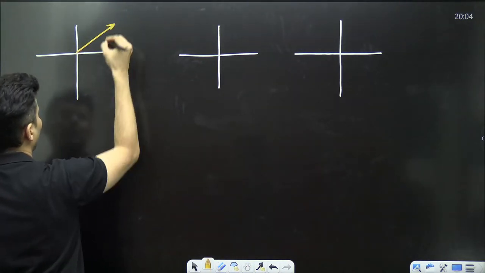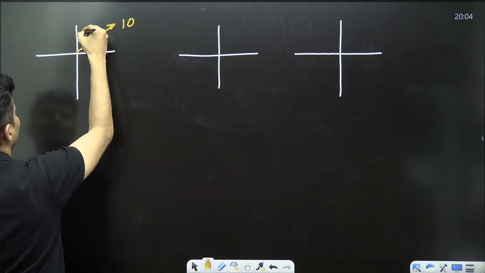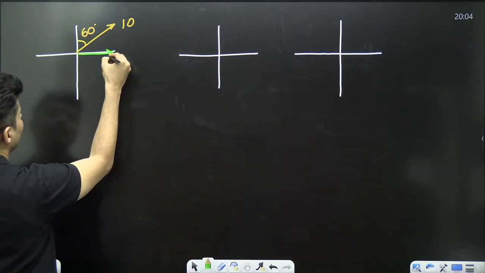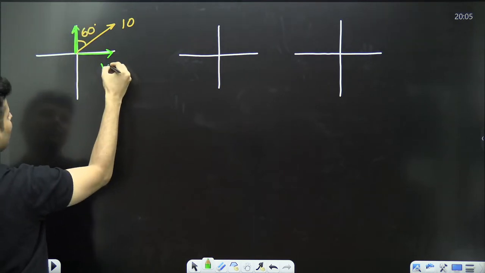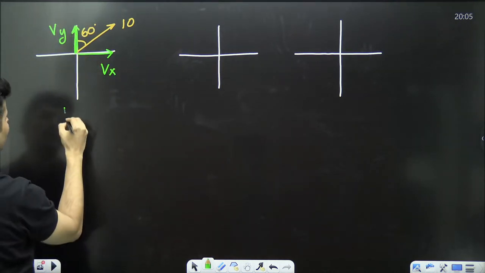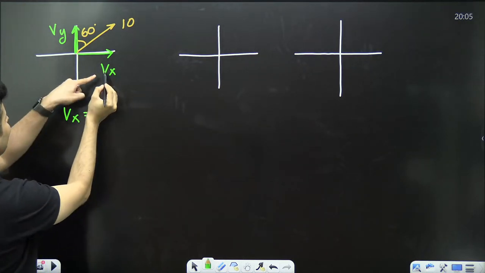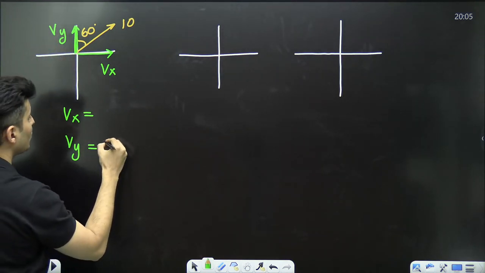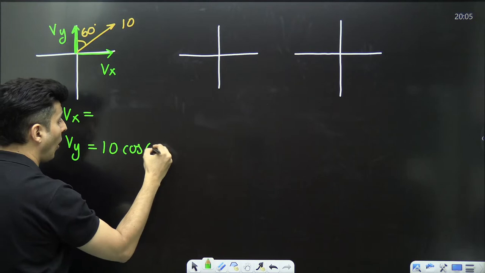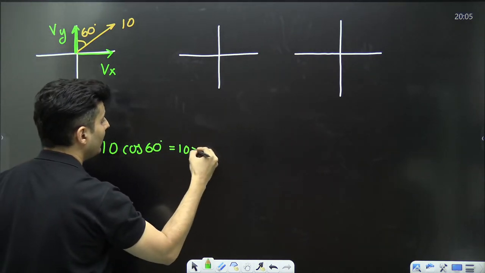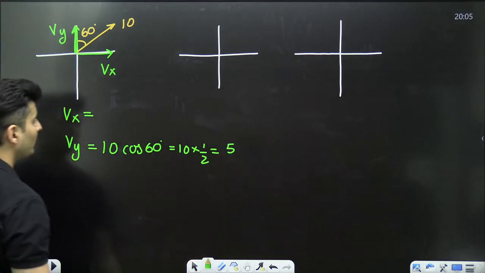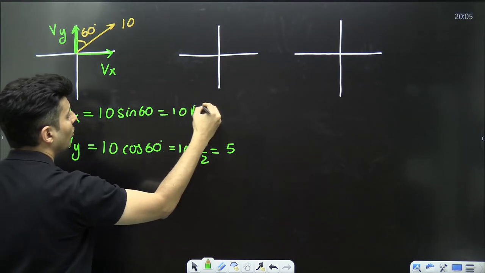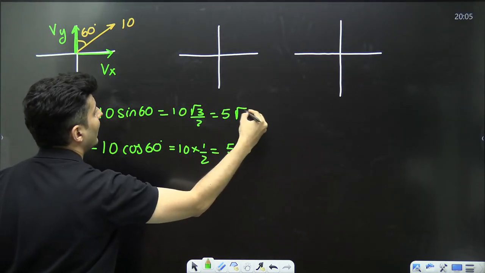Imagine I have a vector of magnitude 10 and this angle is 60 degrees. If I split it into components, one component will be here, one component will be here. This will be the x component, this will be the y component. What do you think the x component will be? The x component is far away from 60, but the y component is close to 60. Close means cos, so 10 cos 60, that means 10 into half, which is 5. Whereas the x component will be 10 sine 60, that means 10 root 3 by 2, which is 5 root 3.